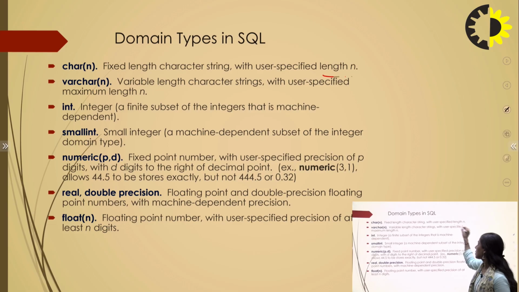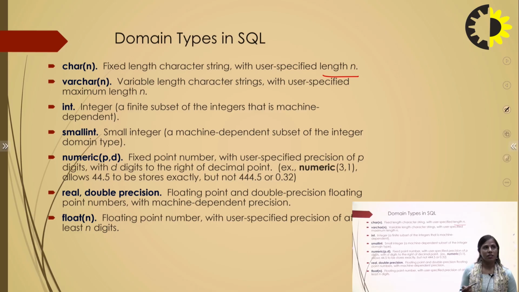Whatever the length, the user can specify it using n, or whatever number you are going to give. Then we have varchar, which is the variable length for character strings, again with a user specified maximum length. Next is integer, which stores an integer, a finite subset of the integers that is machine dependent. Then we have smallint.